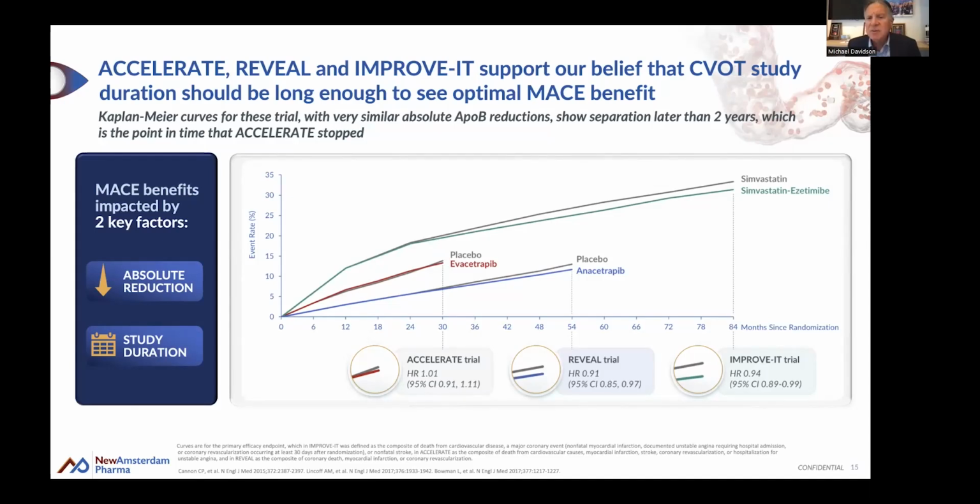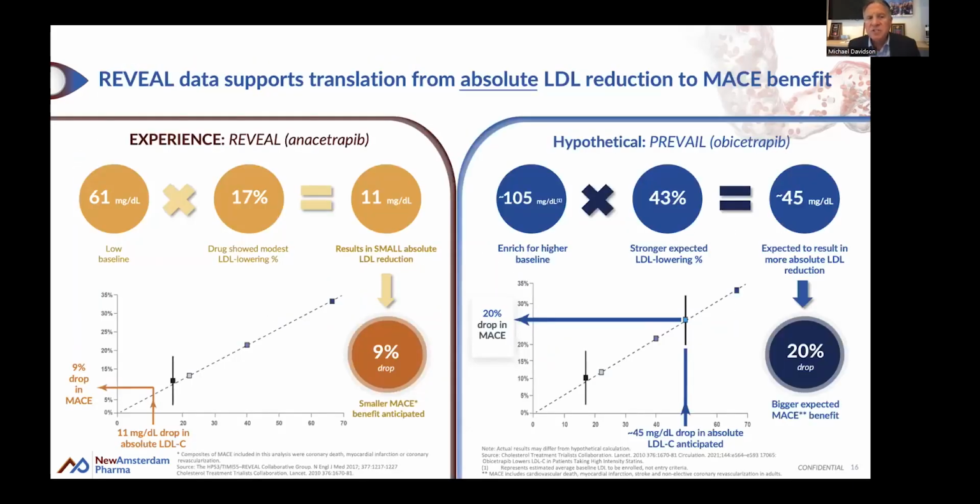But you see in the anacetrapib trial, after year 2, at 30 months, the lines separate, and they continue to separate over time. Again, thank goodness REVEAL did go long enough to show the benefit of LDL lowering with CETP inhibition. You have to go long enough and have a great enough absolute LDL delta to see a benefit.